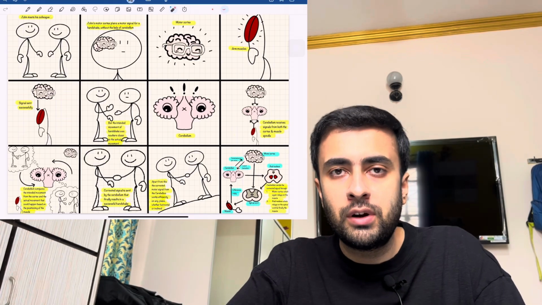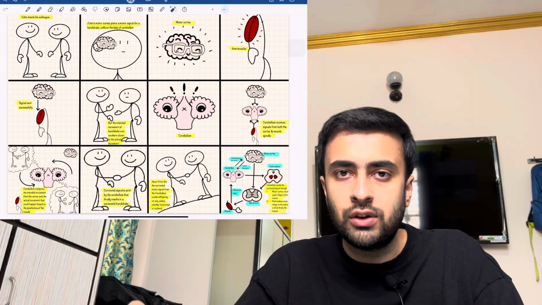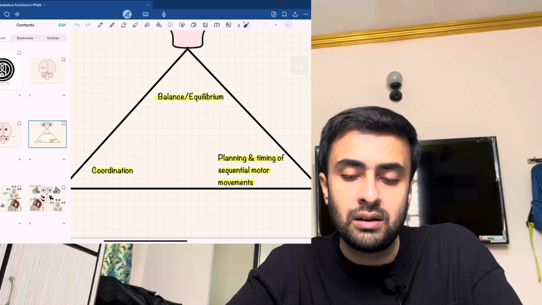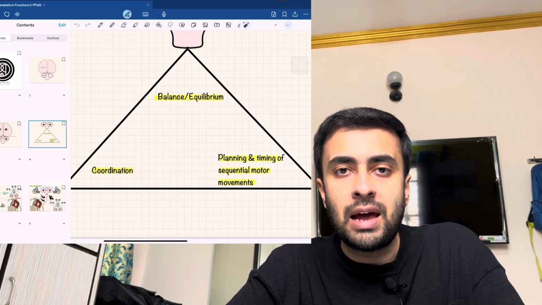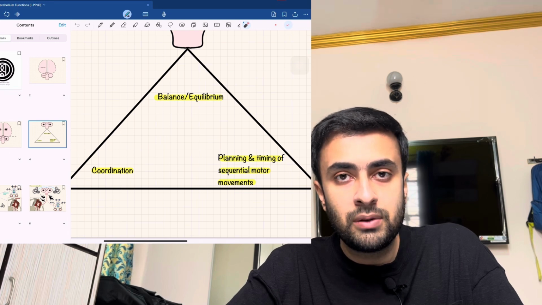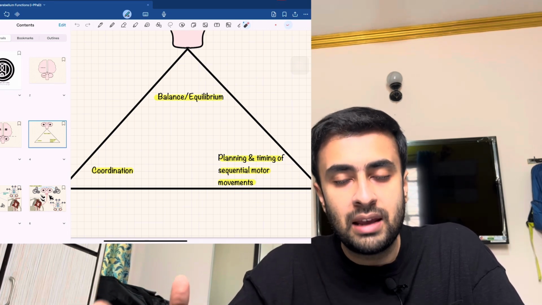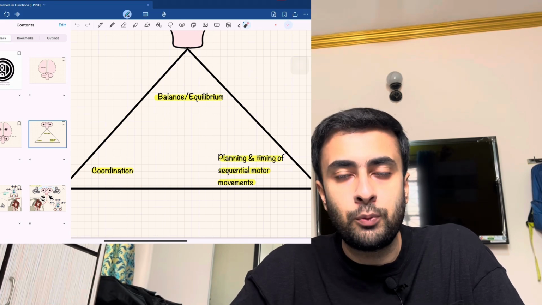Okay, now before I move further ahead, let us go back in time and see what the original functions of the cerebellum were. As you can see here, three of the primary functions of the cerebellum are displayed: balance and equilibrium, coordination, and the planning and timing of sequential movement. We were currently discussing coordination, and before that we have already discussed balance and equilibrium. So naturally the next would be the planning and timing of sequential movement.